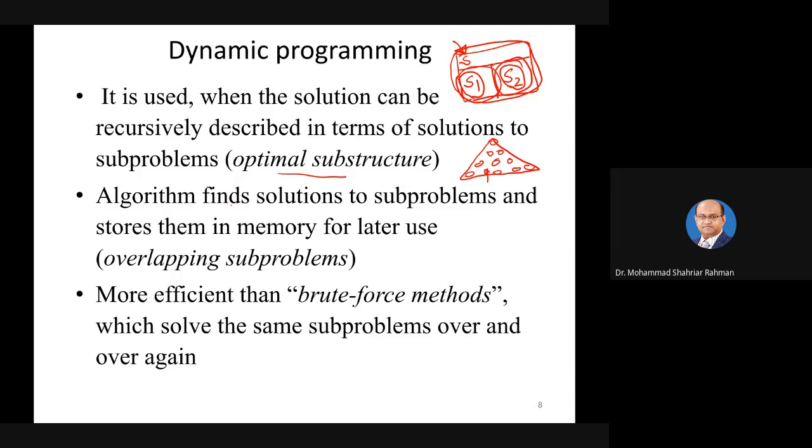And the algorithm finds solutions to subproblems and stores them in a memory for later use, which is known as overlapping subproblems. So when we have solved this subproblem, we keep it in a memory or store it somewhere. And when we, for example, try to solve this problem, and probably we'll need the answer of this subproblem, then we just take it from the memory. We don't recompute it. This is called overlapping subproblems.